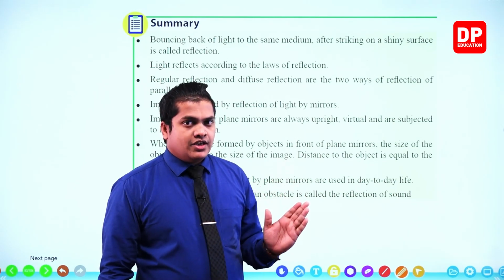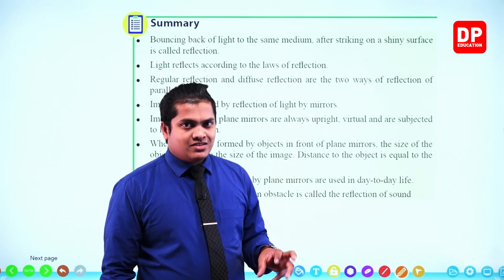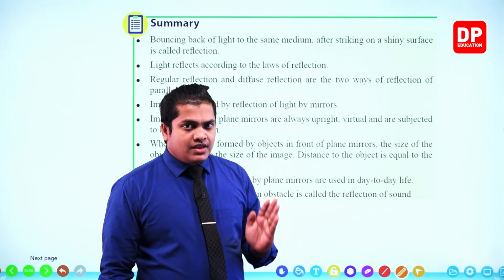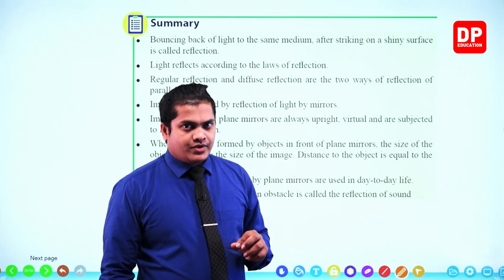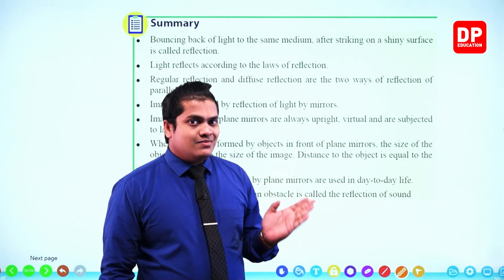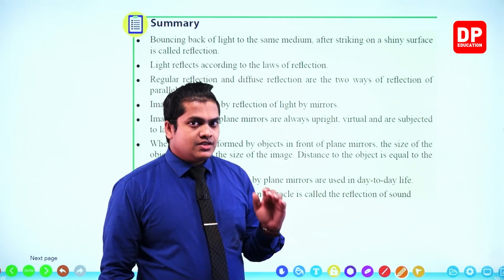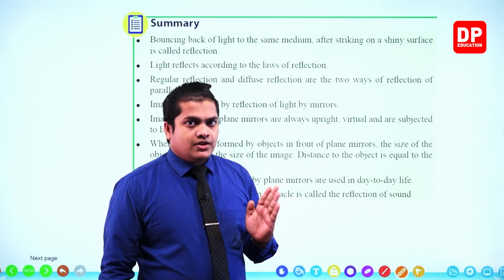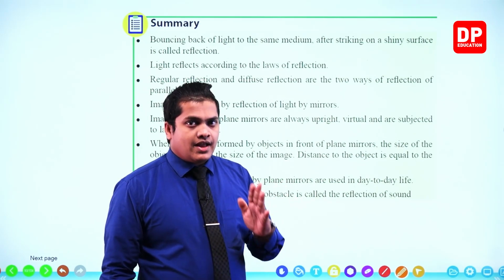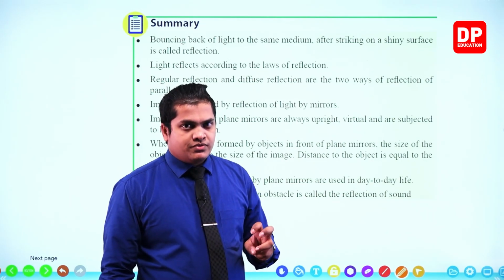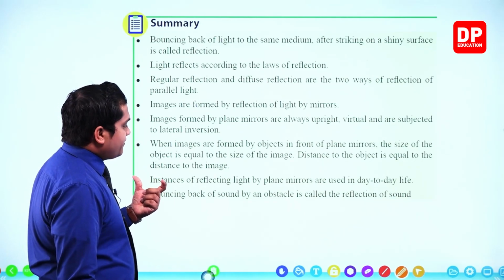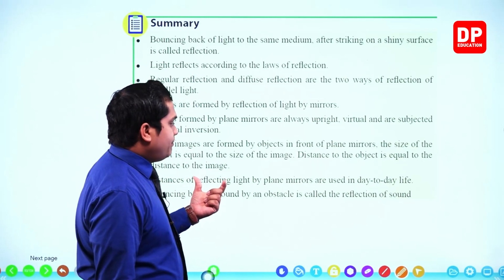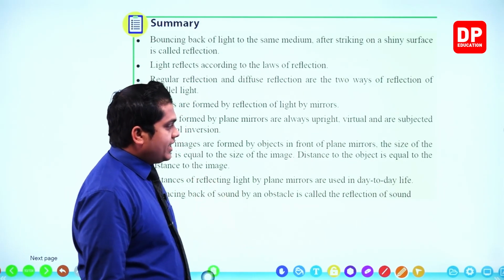The distance between the image and the mirror is the image distance. The distance between the mirror and the object is the object distance. The image distance is equal to the object distance. Then, instances of reflecting light by plane mirrors are used in day-to-day life.